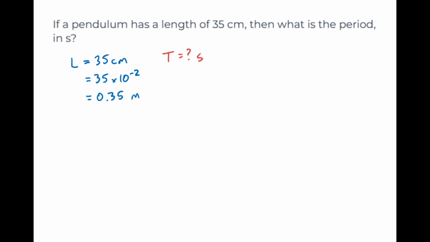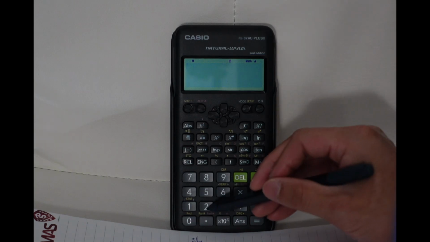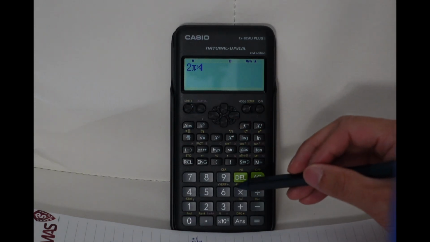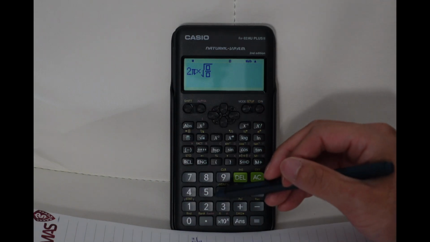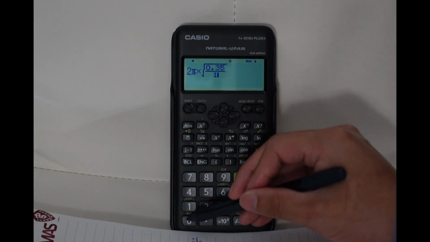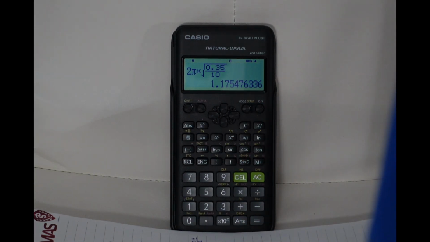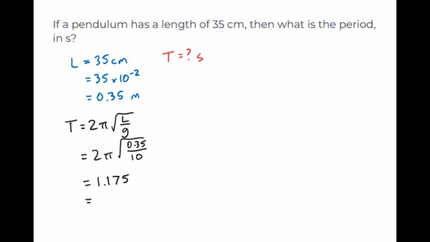We can use the simple harmonic motion pendulum equation. T equals 2 pi times the square root of L over g. Let's substitute our values into the equation. T equals 2 pi times the square root of 0.35 over 10. If we put this into the calculator, then we get 1.175, which rounds to 1.2 seconds.